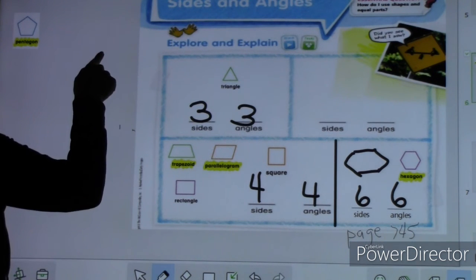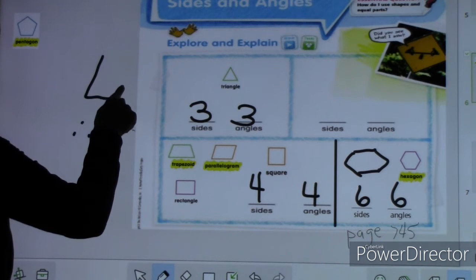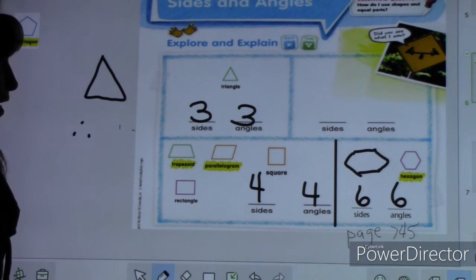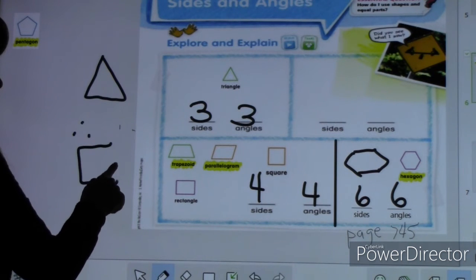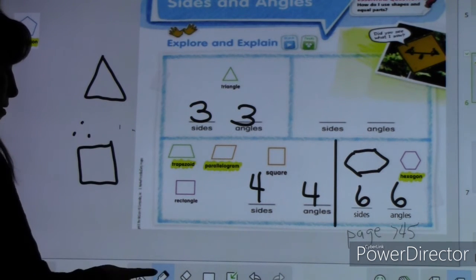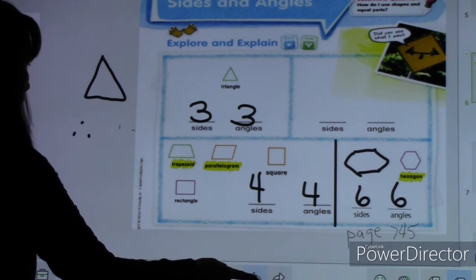If you're drawing it, you can count while you're drawing. 1, 2, 3, 3 sides. If I'm drawing a square, 1, 2, 3, 4 sides. It's sometimes easier to count while you're drawing.